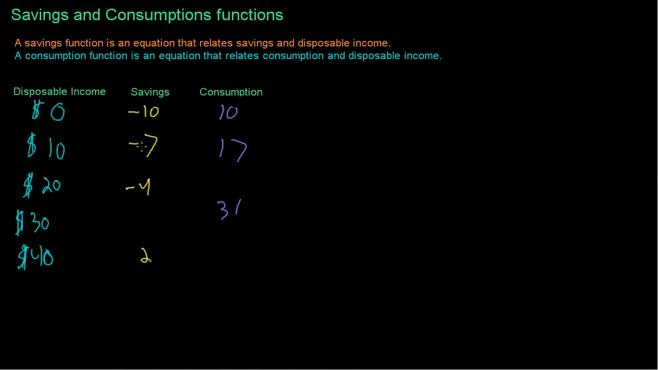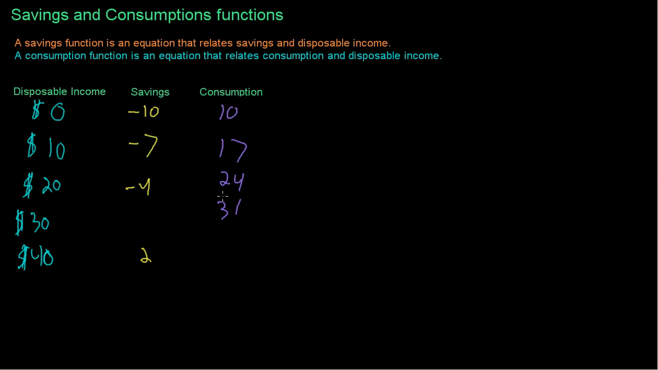Now if I have $20 of disposable income and I take $4 out of my savings, so I save negative $4, then I must have consumed 20 minus negative $4, which would be $24. Do you see how that makes sense? If I had $20 to spend, basically, that's what disposable income is, stuff that you can choose how to dispose of, and then I still took another $4 out of my savings, I must have consumed $24.